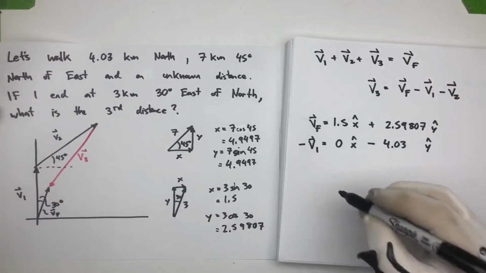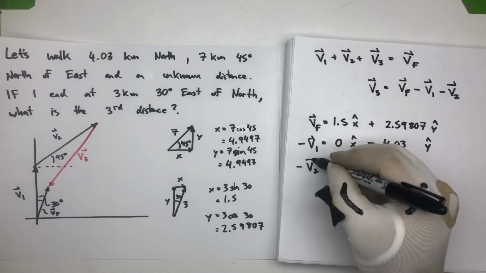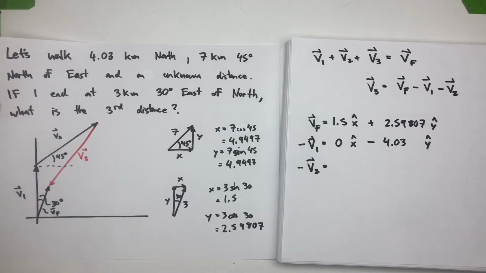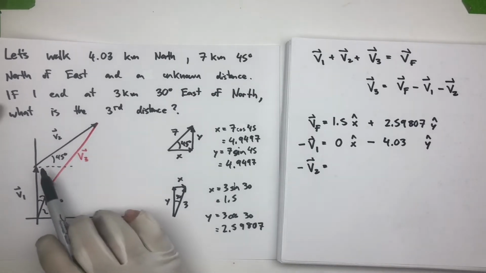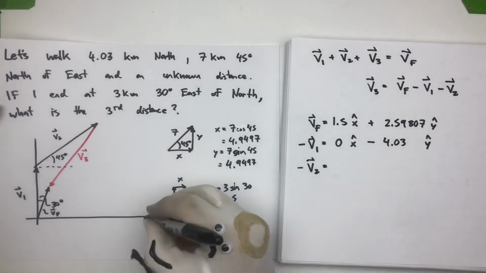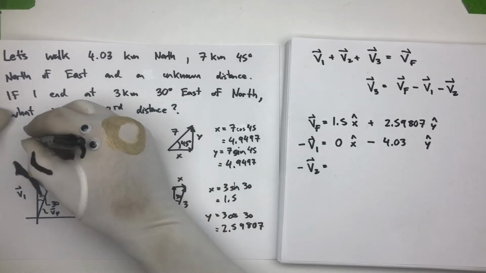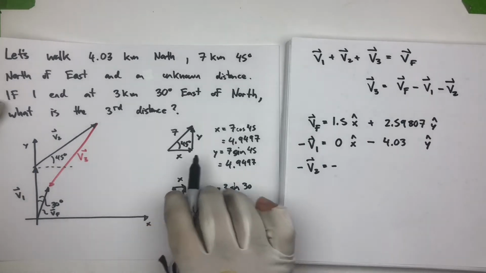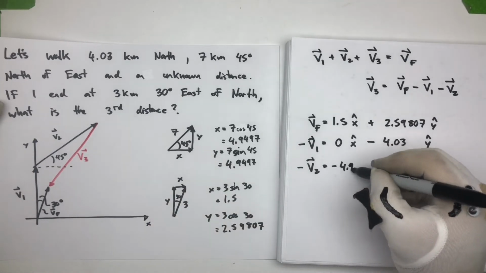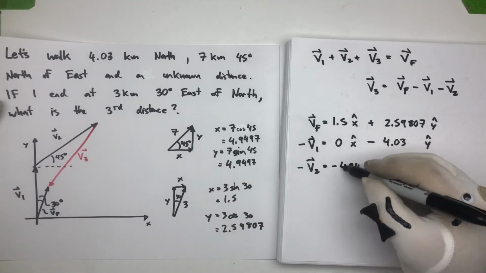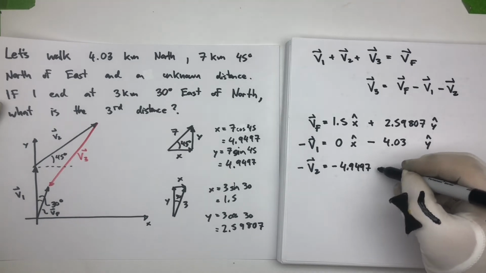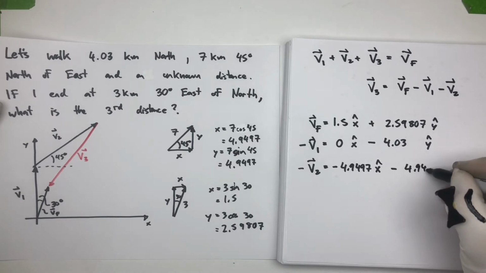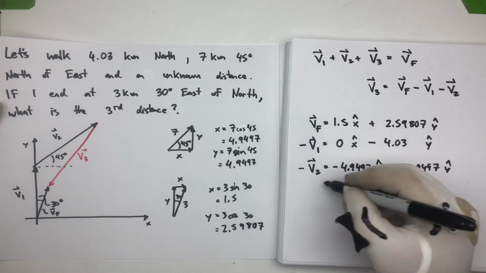Okay, and then we have minus v2 vector. Remember, I was going positive north here, so it's actually negative. So v2 vector is positive in the x direction and positive in the y direction, but it's going to be negative on both of them. So in the x direction, I was positive 4.9497, but now I'm going to be negative. And in the y direction, I'm also going to be negative 4.9497 y hat. And there it is.